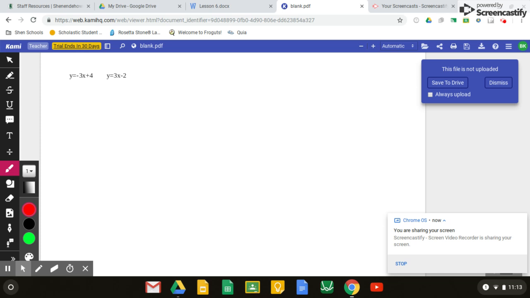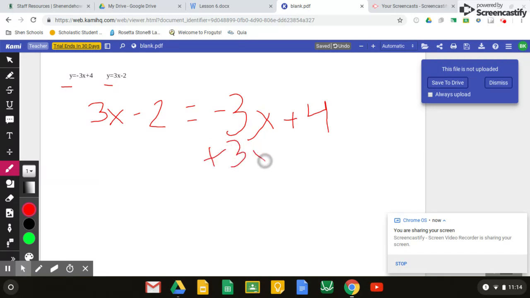So what substitution means is I'm going to take, you see these two y's here? I'm going to set them equal to each other. I'm going to do 3x minus 2 equals negative 3x plus 4. By doing this, you see I get rid of my two variables, and now I can solve for just one. It's my x. So I go through and solve this like normal. I'm going to add 3x to both sides.